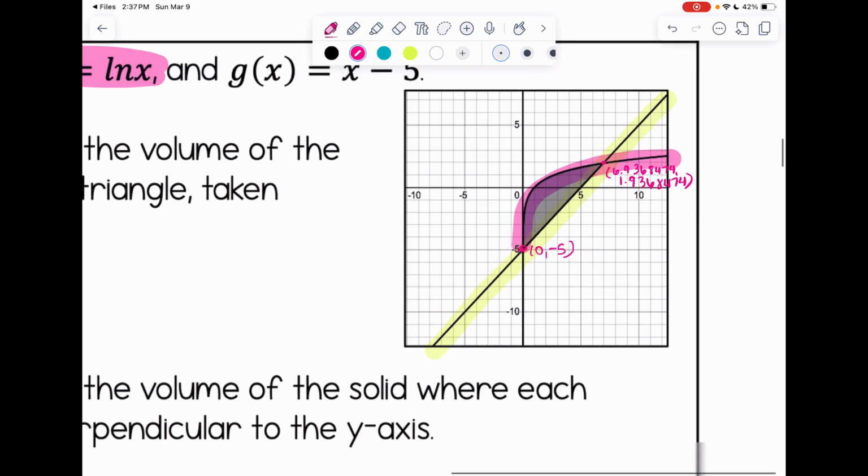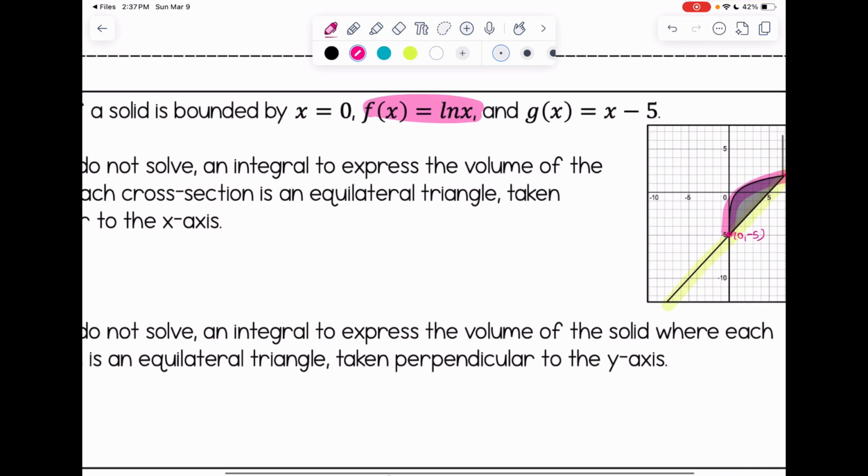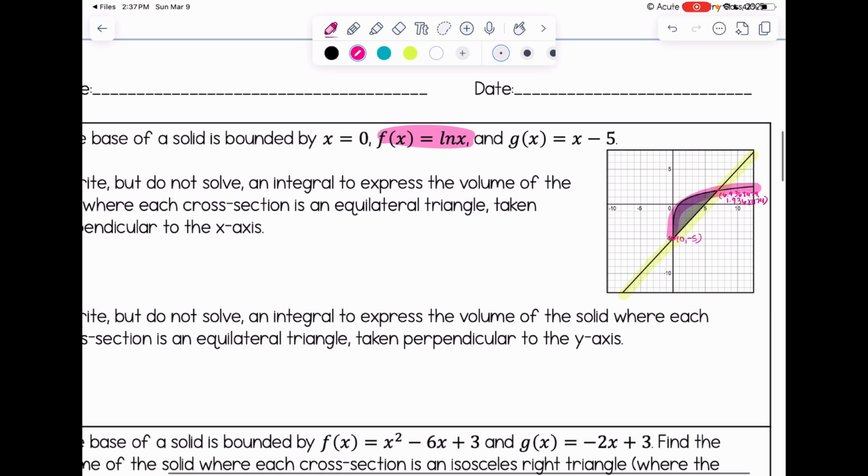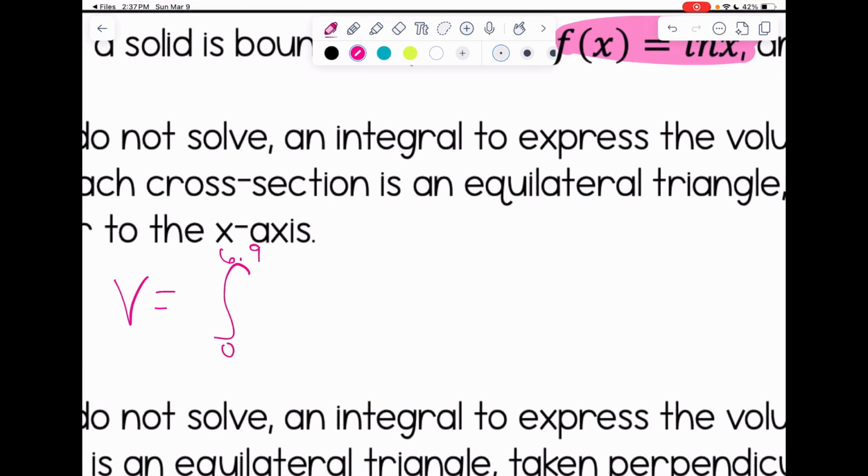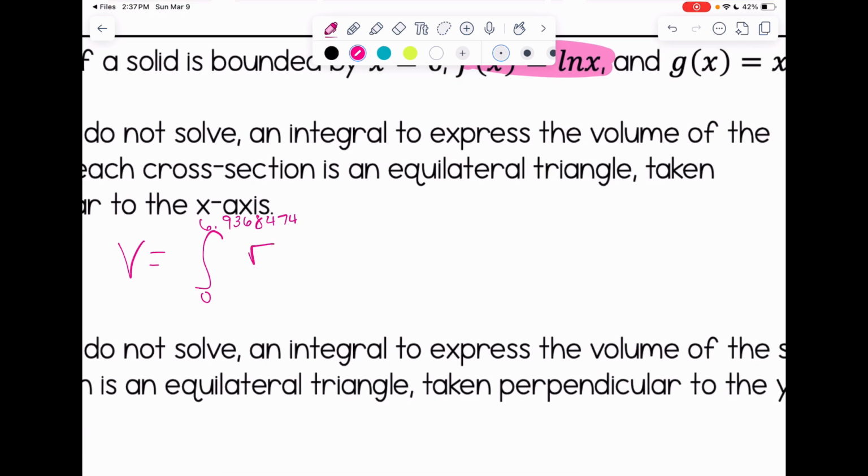All right, so now that I have that, my bounds are going to be my x values. So the bounds for the volume are going to be 0, and then we're going to use 6.9368474. Okay. Since we're doing equilateral triangles, it's going to be radical 3 over 4 times the upper function minus the lower function squared dx.